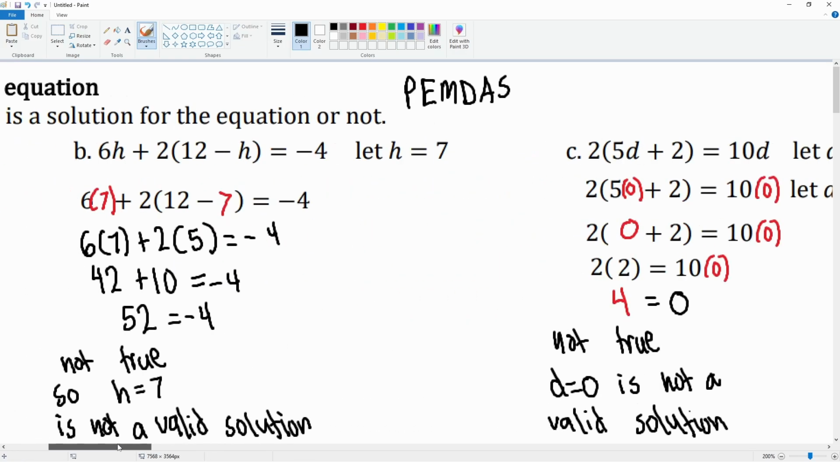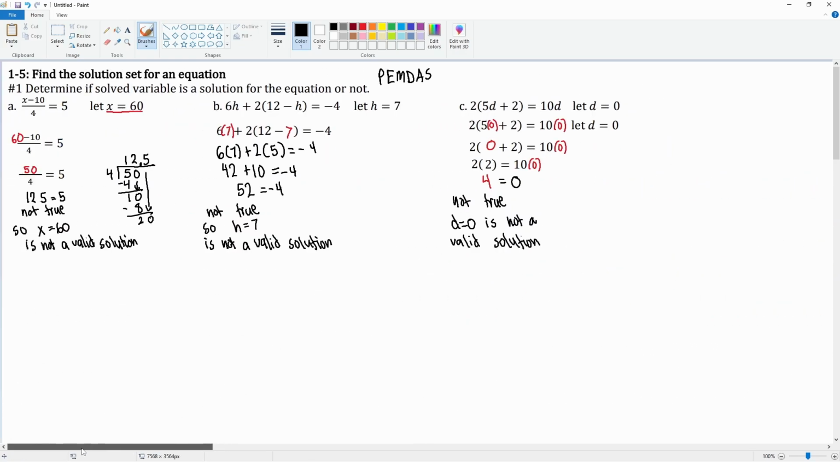Notice that in every single one of these problems that we did, the solutions were not valid. These were not true, because when you plug it in, the left side did not match the right hand side.